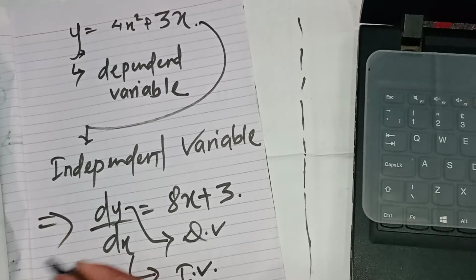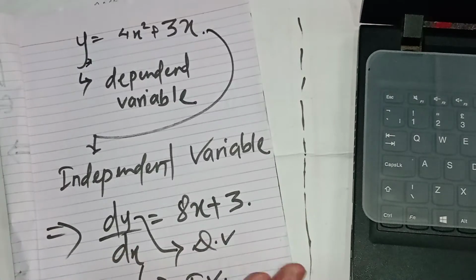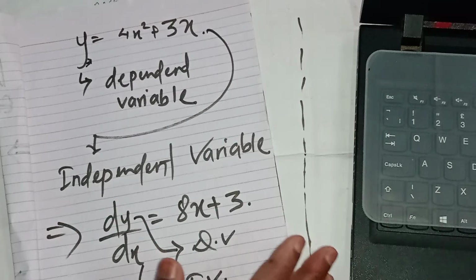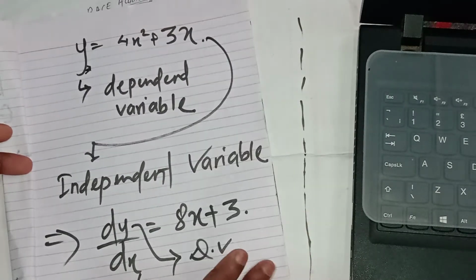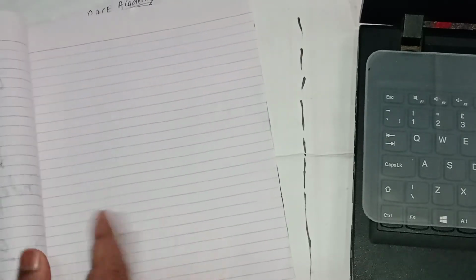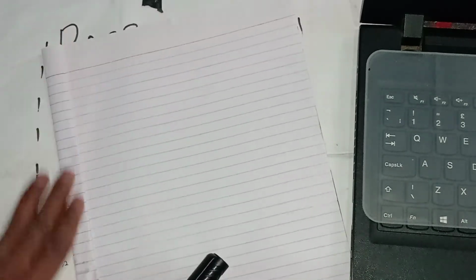This is all about the differential equation, nothing more, and this is the only definition of the differential equation. Now, what is the importance of the differential equation in daily life? Why are we studying this? It is the same as a plus b whole square. Does it have any significance in daily life?